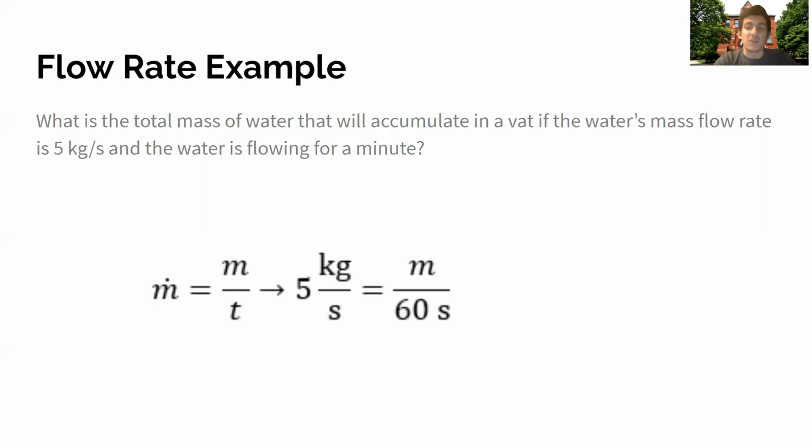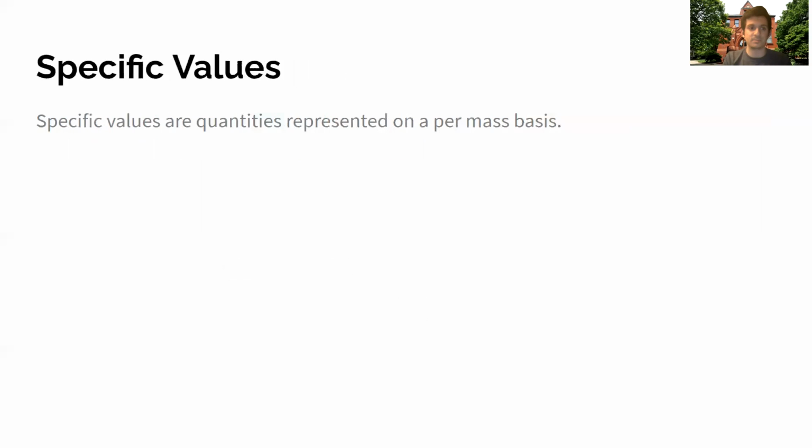M dot is going to be 5 kilograms per second, and our time will not be 1 minute, but we will use 60 seconds because kilograms per second is our unit for the mass flow rate, and we want our units to match. Because of this, we can do a simple multiplication, and we get m is equal to 300 kilograms. So we know 300 kilograms of water will accumulate in our vat.